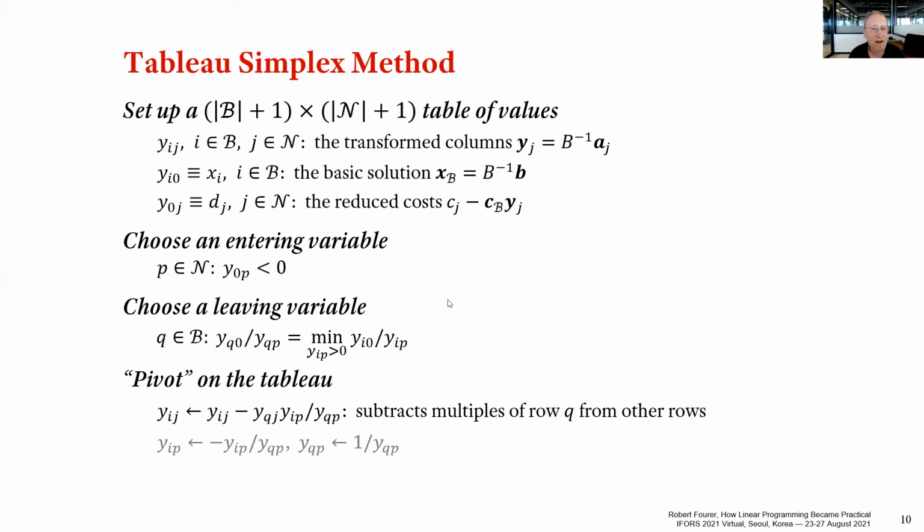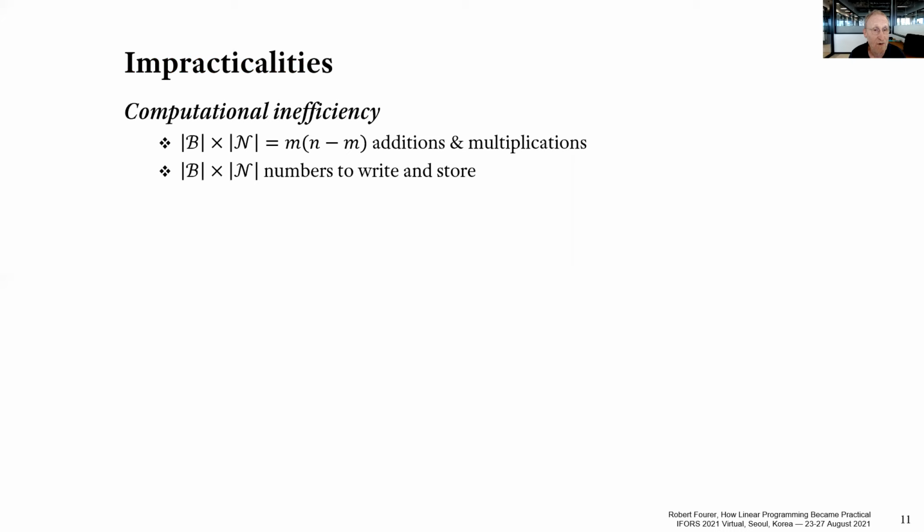So now we can ask, why is this impractical? And why is this not a practical simplex method? Well, partly there are just too many numbers. Okay? There are M times N minus M additions and multiplications at every step. And then you have to write and store all these numbers. Okay? And on the computers of the time, this was going to be pretty impractical even for smallish problems. 100 constraints and 400 variables, it would be like 30,000 numbers.